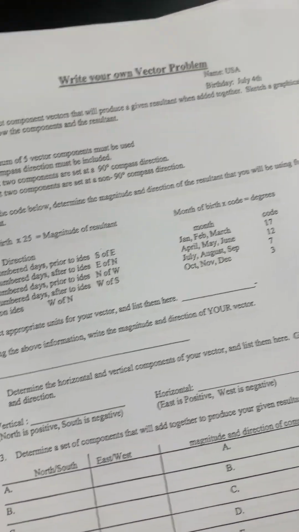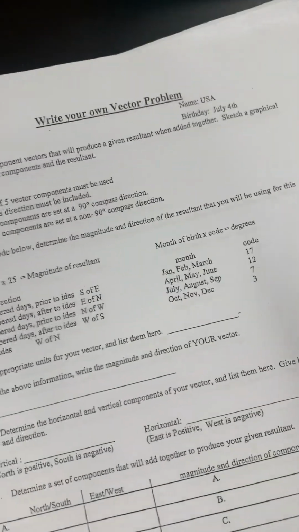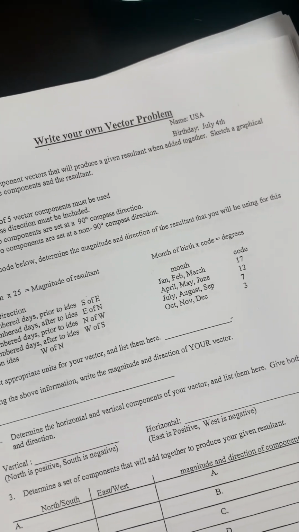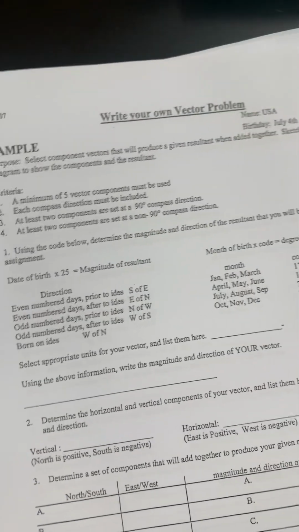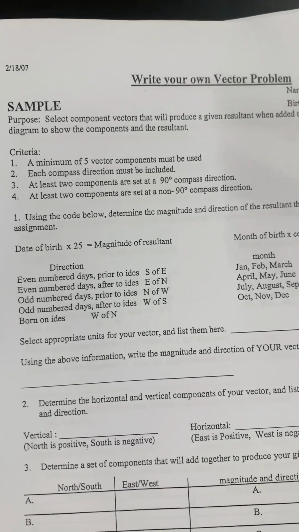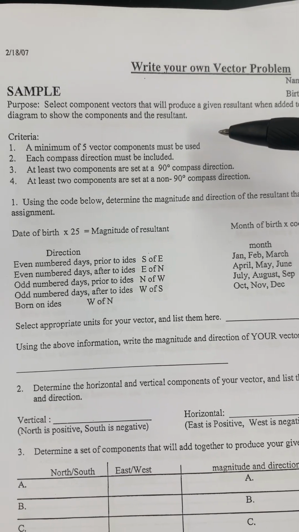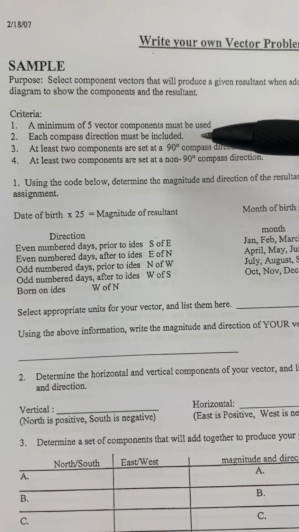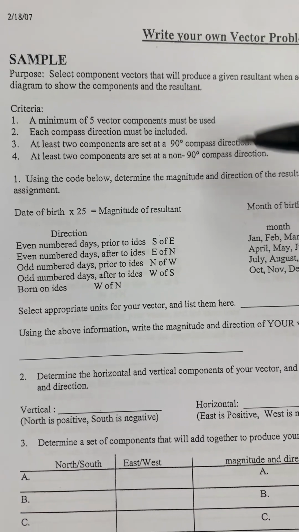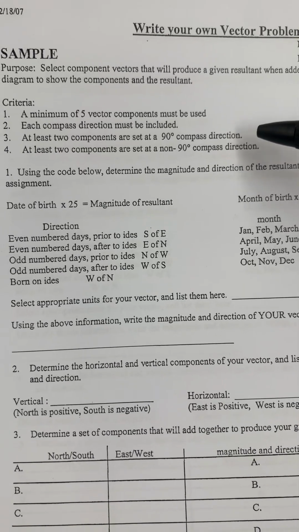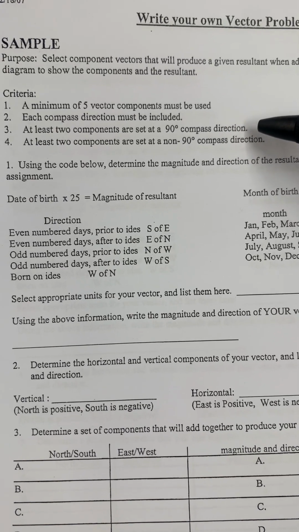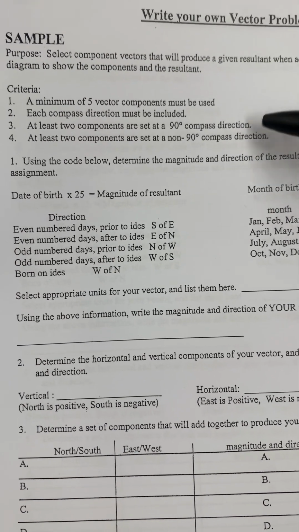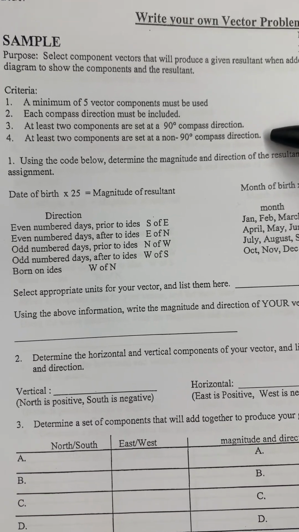And right now I'm just gonna use the United States as my example and July 4th, all right? But your birthday will be different, there'll be a different code, all right? So the criteria is you're gonna have to use 5 vector components to build your big birthday vector. We'll get into that. You must use each compass direction. You must have at least 2 set at a 90-degree direction. You may use 3, okay? I would recommend using 3 because that's easier. And then 2 have to be at non-90 degrees, okay?